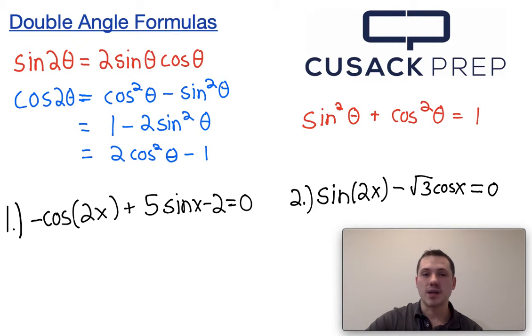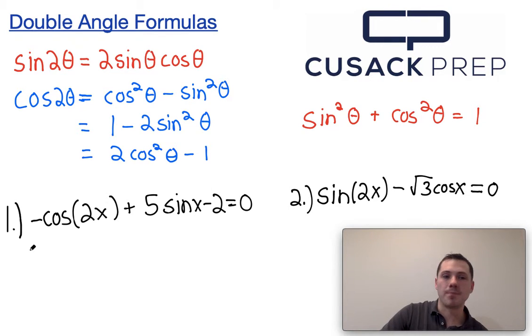However, what I would like to talk about are these two problems down here. For the bottom problem, we have negative cosine of 2x plus 5 sine of x minus 2 is equal to 0. In order to solve this, we're going to need to use the double angle formula. Whenever you have a double angle, so cosine of 2x, and you have another trig function present in the problem, you have to change cosine of 2x into something else. So we're going to start with that.